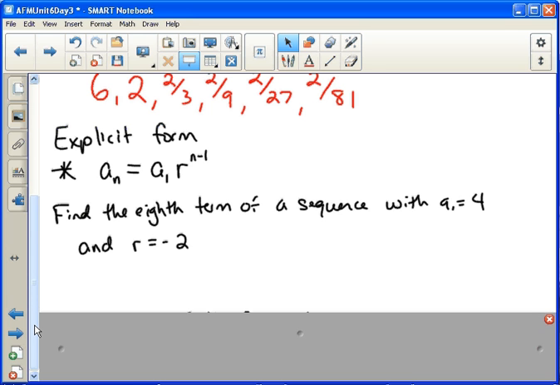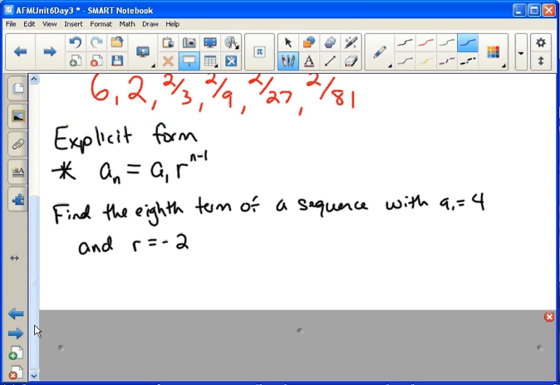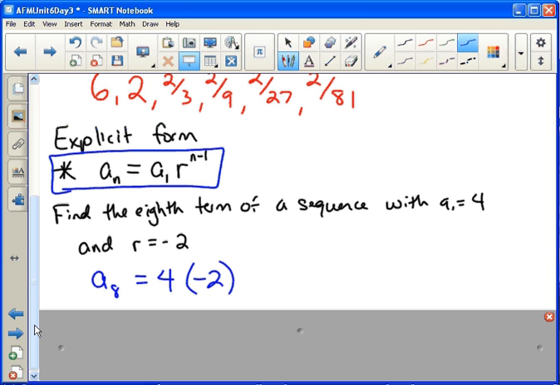So we have an example here. Find the 8th term of a sequence with A1 equaling 4, so the first term is 4, and R equals -2. So if I wanted to, I could actually just multiply by -2 7 times to get to the 8th term. Or, what might be a little quicker is to use this formula. So I'm looking for the 8th term, so I'm looking at this formula right here. I plug in A1, that's the first term, is 4. I plug in -2 for R, and I'm looking for the 8th term, so I plug in 8 for N.